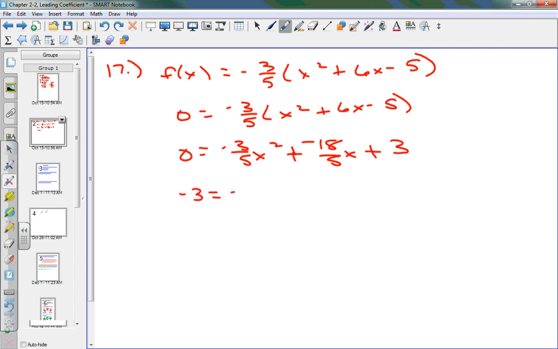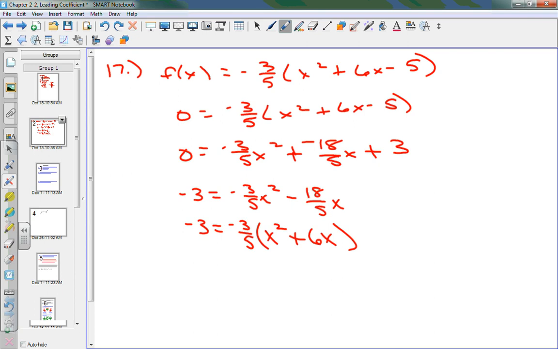I need to take the constant over to the other side. So it's negative 3 is equal to negative 3/5 x squared minus 18/5 x. Now, my leading coefficient has to be what value? 1. So how do I make my leading coefficient 1? By pulling out the negative 3/5. So if I pull out a negative 3/5, I'm left with x squared plus 6x. Do you see that the negative 3/5 is still there? I had to distribute that so that I could bring my constant term over the other side. I couldn't bring my constant term over without distributing that negative 3/5. Do we all understand that?